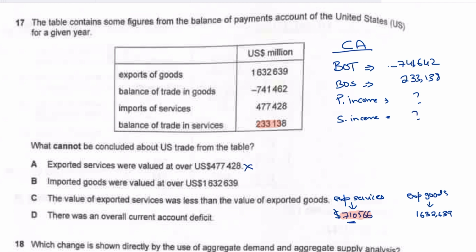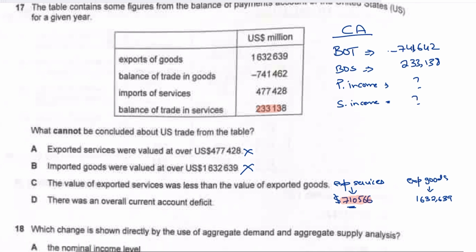Imported goods were valued at over 162. Yes, definitely, because the balance of trade in goods is negative, so imports should be more than the exports. Exports are 163 69, so imports are more than this. So this is also correct, and this cannot be the answer because the question said what cannot be concluded. The value of exported services was less than the value of exported goods.